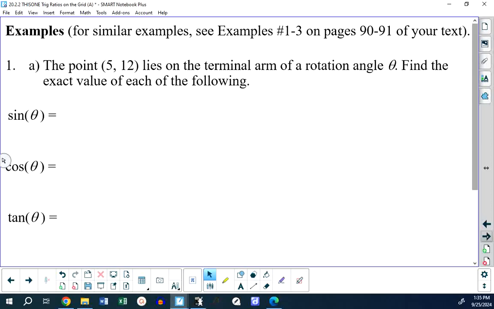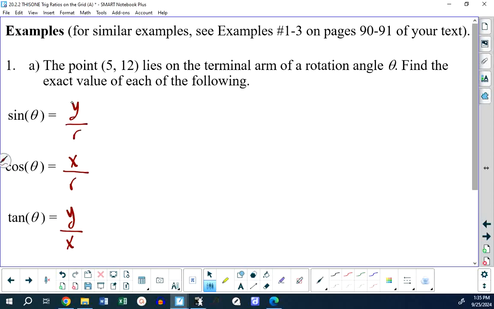The point (5, 12) lies on the terminal arm of a rotation angle theta. What is the value of sine of theta? What is the value of cos of theta? What's the value of tan of theta? This is easy. It does not take long. It's really simple. Because you know, hopefully you don't have to look at a formula sheet, but if you do, it's there. You know that this is how we calculate those three trig ratios.